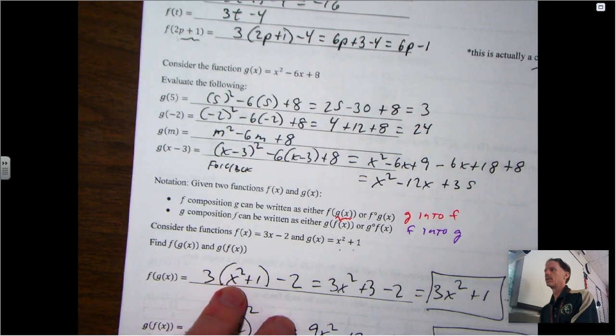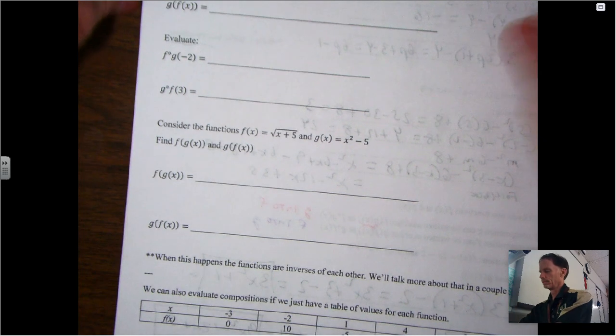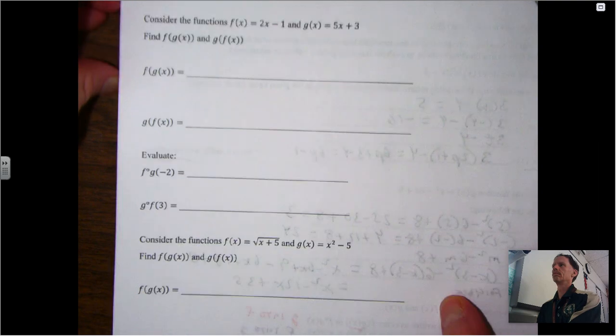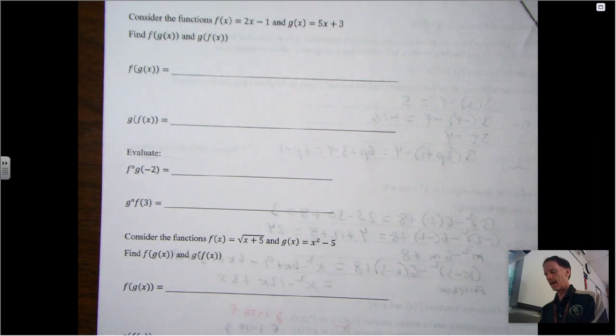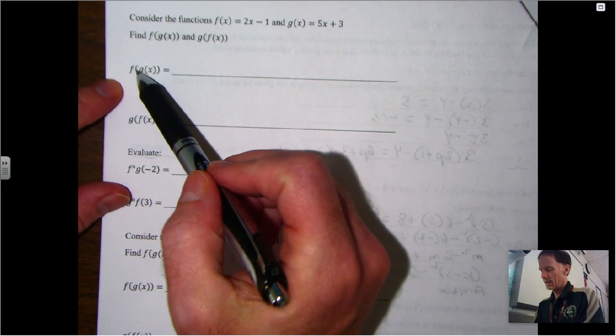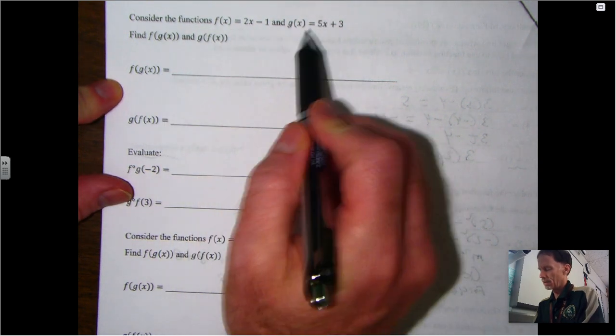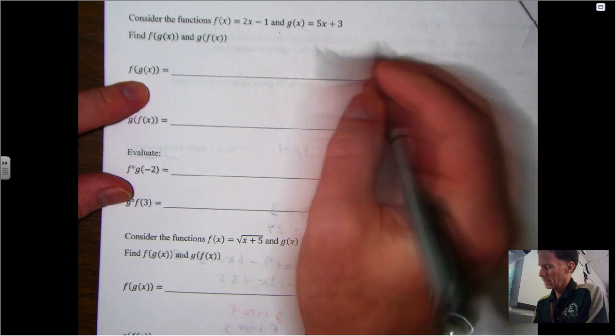I'm going to do a couple more, and then we're going to look at some tables and some graphs also to kind of see different ways we can evaluate these things. Okay, but again, it's the same deal. It's always doing inside out. So either g into f in this case, and again, we have our two functions here, so g into f.